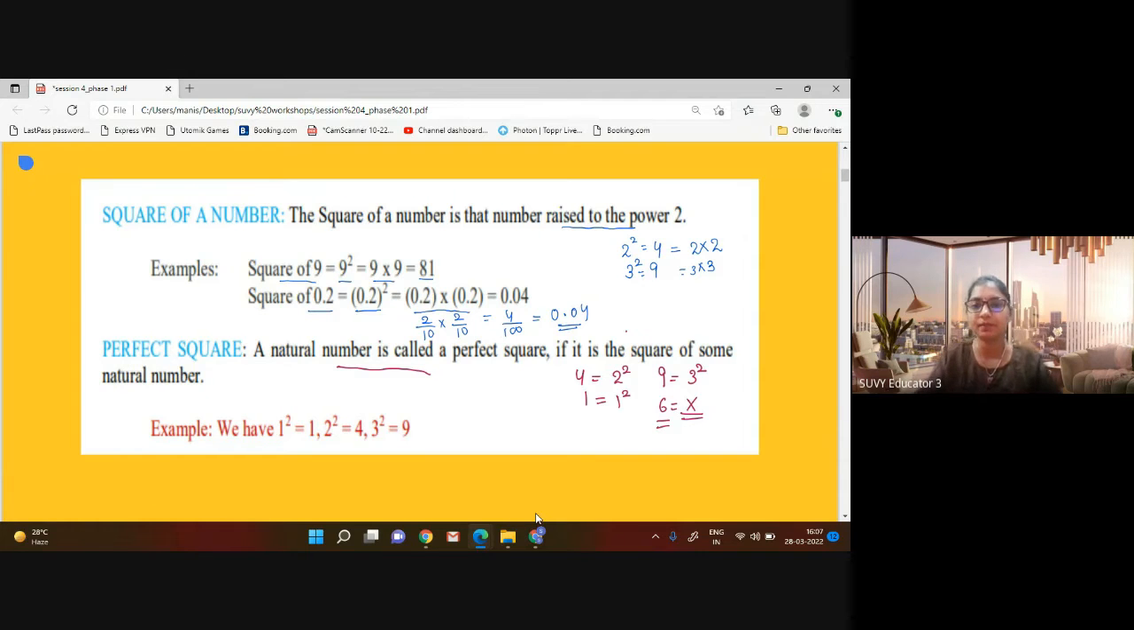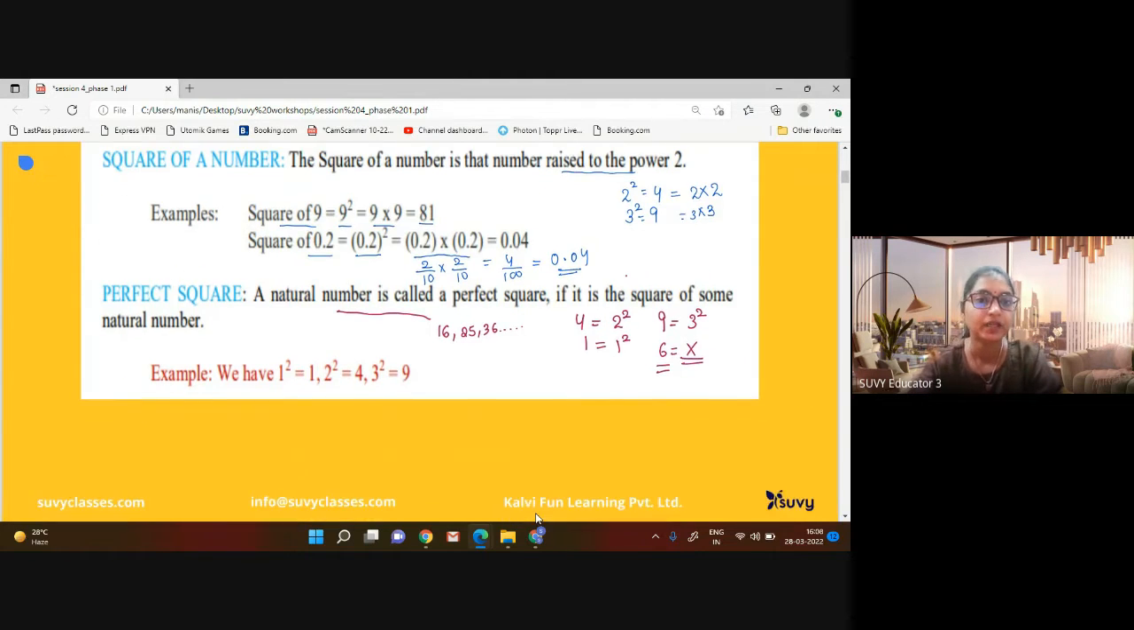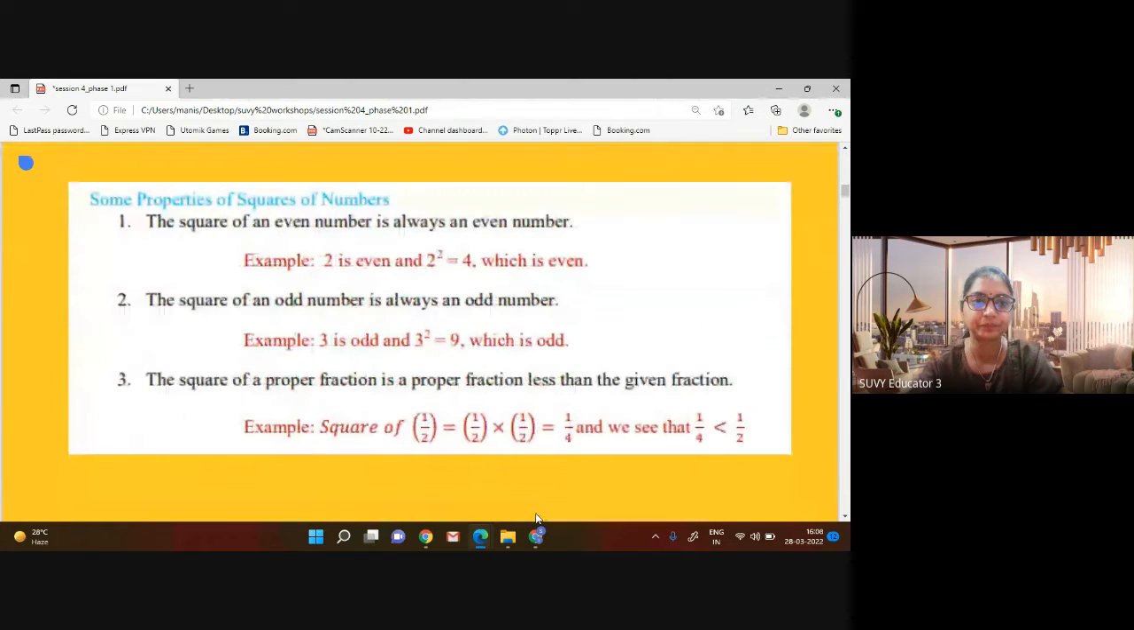I think the concept behind this is clear. Suppose you have 16, 25, 36, and so many numbers in the natural numbers. Right? So think till everything is clear. What is the square of a number? What is a perfect square? Perfect. Have a look at the next part.